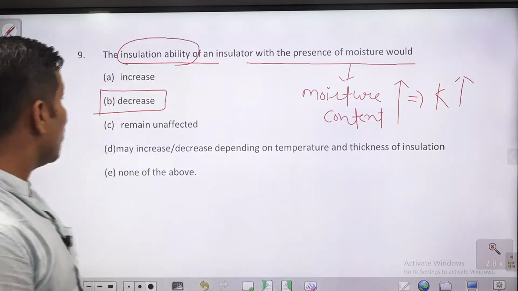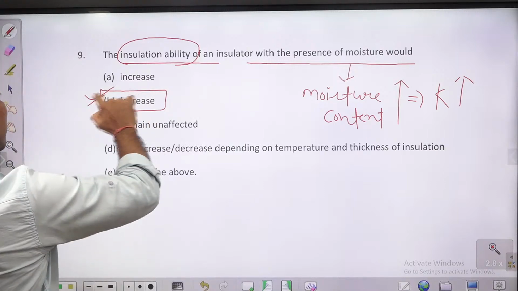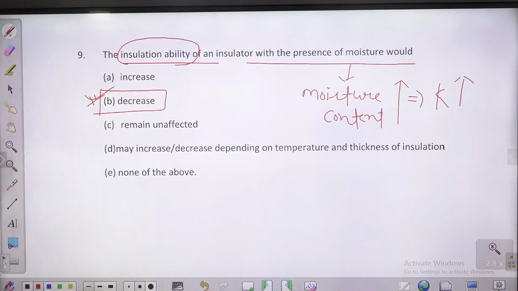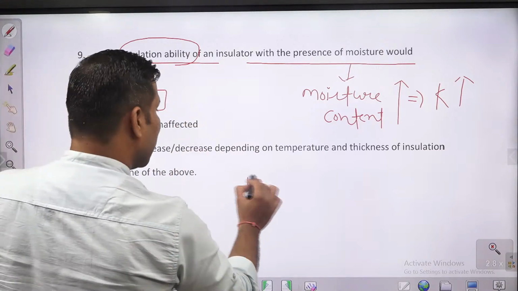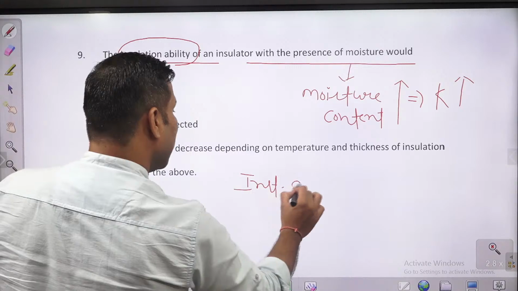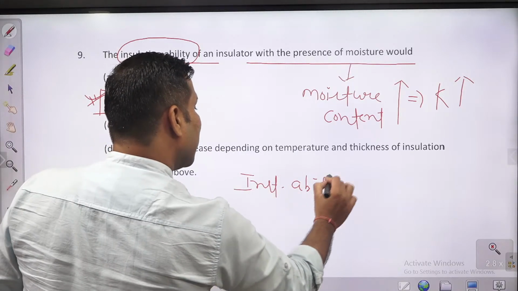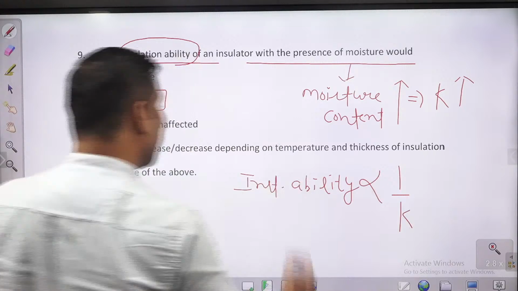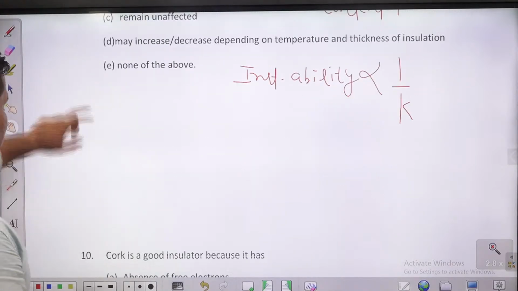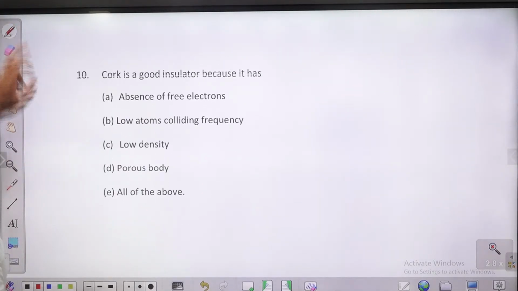So the right answer is not increase, the decrease is the right answer, guys. That's why I mentioned 2-3 times, please read the entire question, then only try to answer. Decrease answer हो जाएगा बच्चों, because he is not asking you about conductivity, he is asking you about the insulating ability. So you can write it here. The insulating ability is इनवर्सली प्रोपोर्शनल टू के. जितना के ज्यादा होगा इंसुलेटिंग एबिलिटी कम होगी बच्चों. चलिए नेक्स्ट क्वेश्चन इन फ्रंट ऑफ यू.